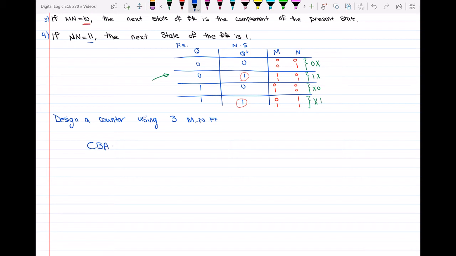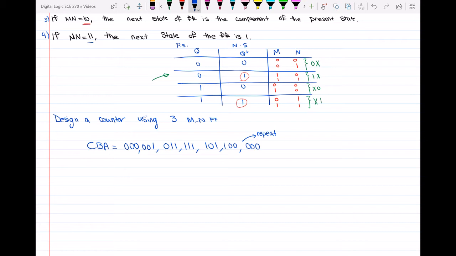So it is CBA equal to 0, 0, 0. So this is the sequence in which the counter is counting. 1, 0, 0, and then here we'll go back to 0, 0, 0. So here we have repeat. So we want to use these MN flip-flops in order to design this counter. All right, let's see how we can do that.